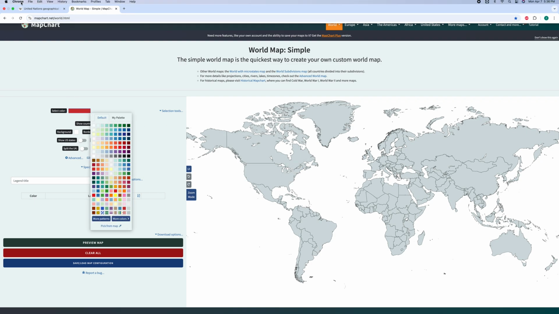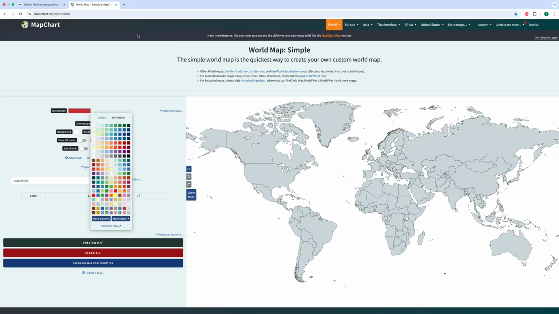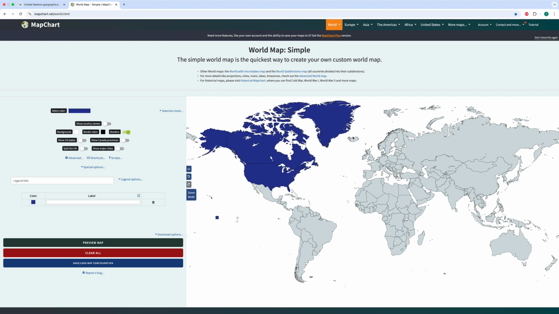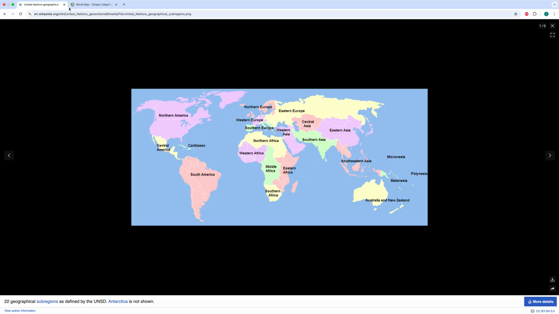So first we're gonna start with Northern America. We're gonna color Northern America with this blue. Northern America is the United States, Canada, and Greenland. Yeah, that's it.